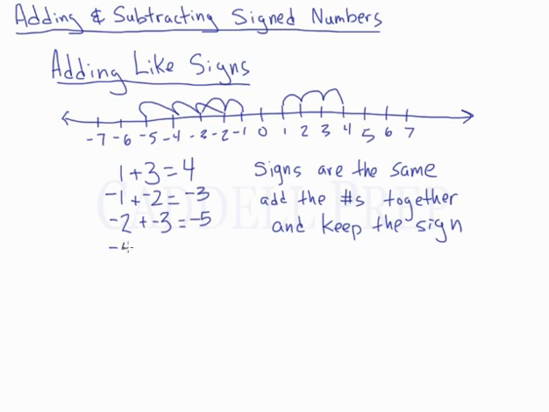So another one, for example, negative 4 plus negative 11. The signs are the same, so we add. 4 plus 11 is 15. And we keep the sign, so it's negative 15. Okay, now let's go over adding unlike signs.